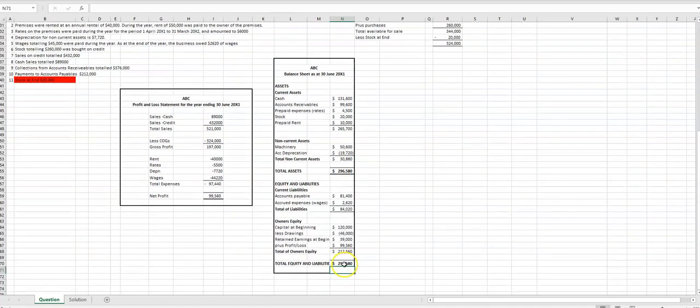So now once you can see that, or once you get your balance sheet to balance, you've got a really high level of confidence that you've done everything right. Hope this helped you to understand how to complete a worksheet and then to build the profit and loss statement and the balance sheet.